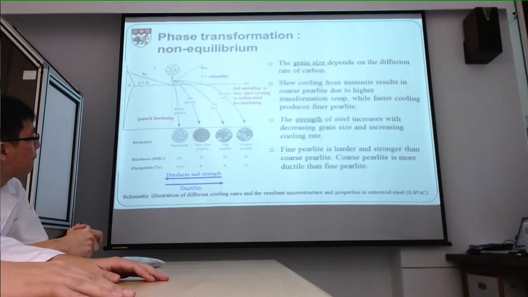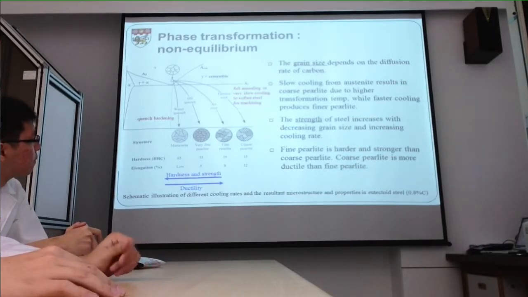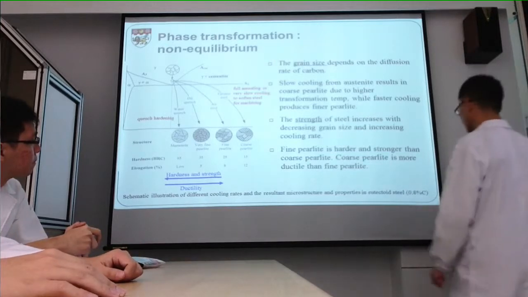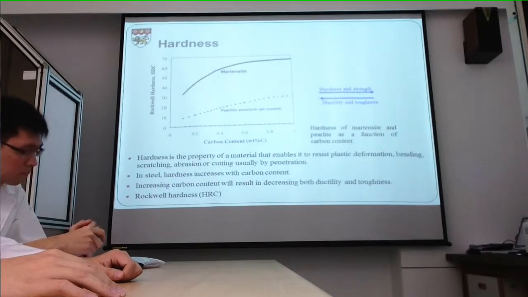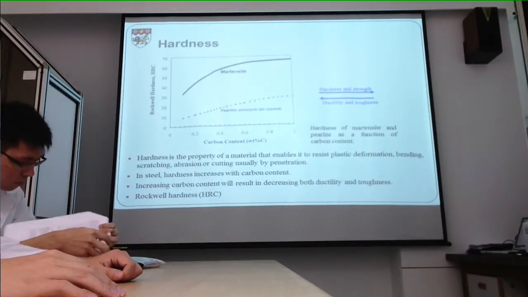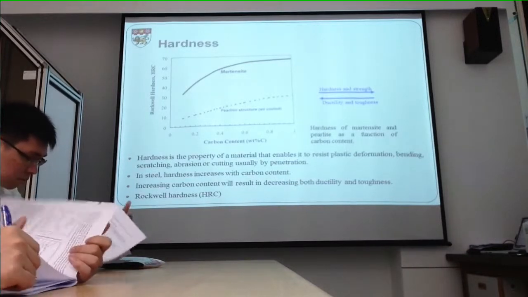And finer pearlite is harder and stronger than coarse pearlite. So the coarse pearlite is more ductile. This image shows the hardness of martensite and pearlite as a function of carbon content.